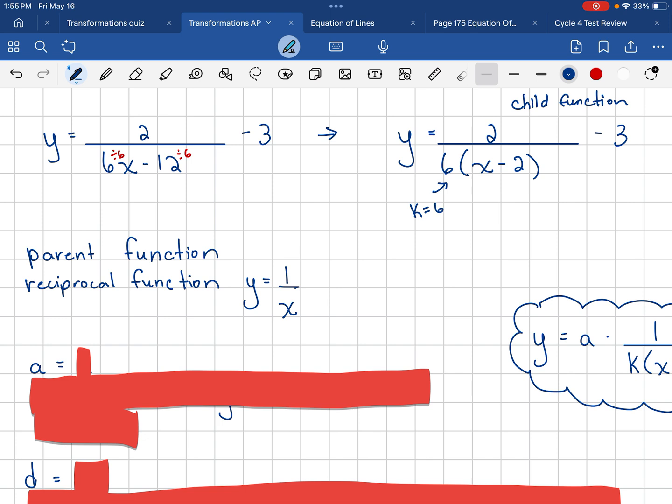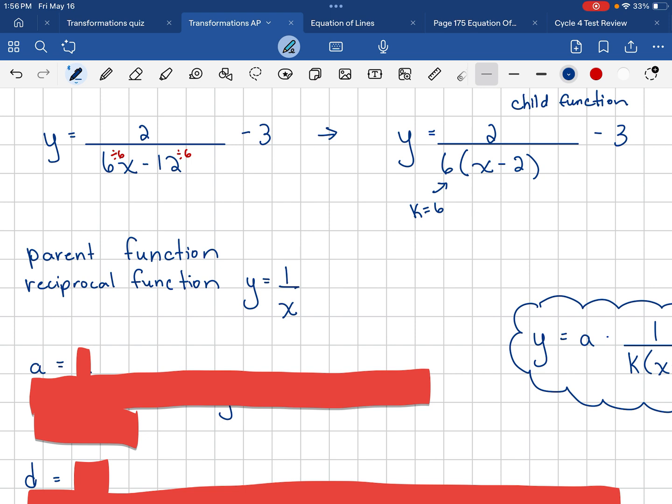So K equals 6. In the prior video, I made a mistake, and I put that K was 1 over 6, but that is false. The transformation has to do with 1 over 6, but the K value itself is actually 6. So let's go ahead and start writing our numbers in here.